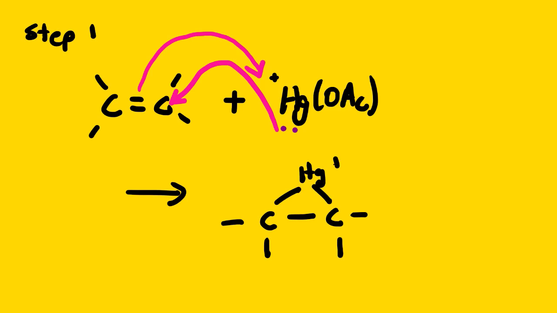We have Hg+ bonded to OAc. And this product, we call it a mercurinium ion. Or we can say this part, we call it a mercurinium ion. And then step number 2. This process is very simple. Step 2, we have water.